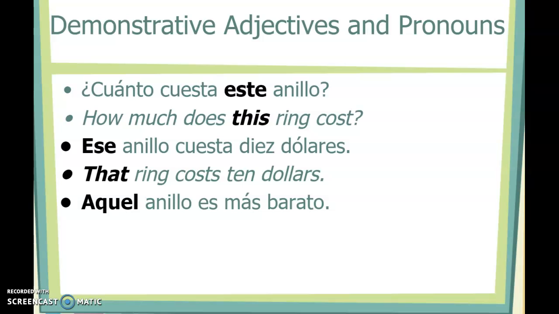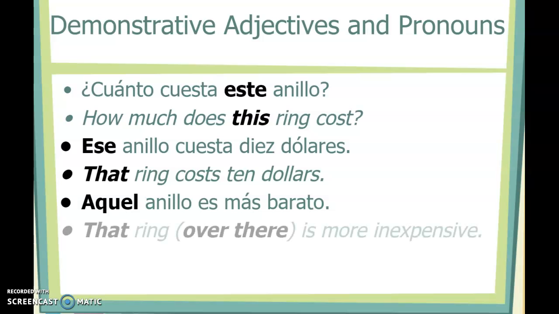Aquel anillo es más barato. That ring over there is more expensive. Aquel is the demonstrative adjective, comes before anillo, and agrees with it in number and gender.